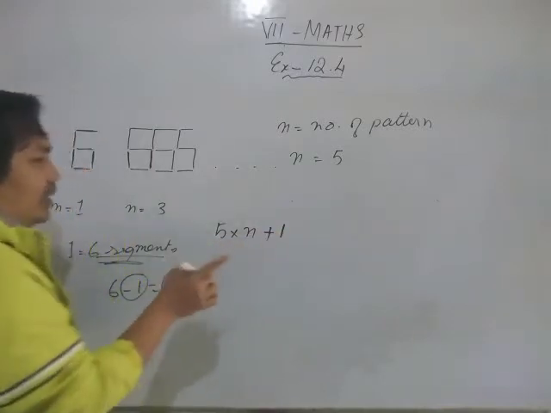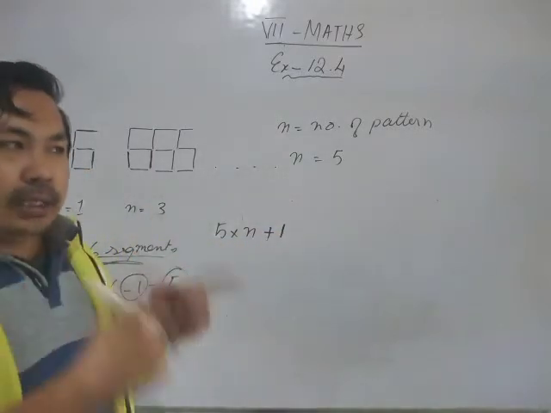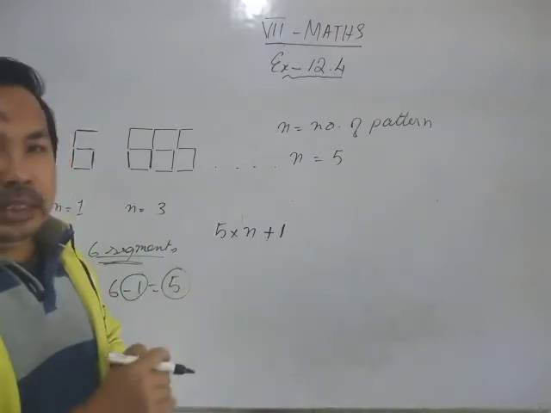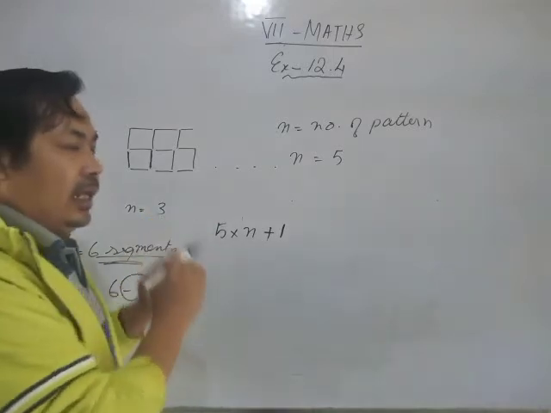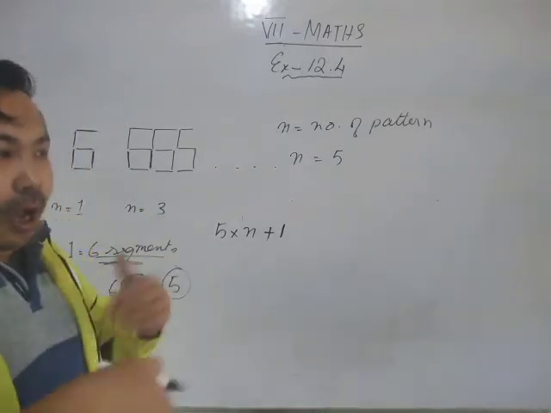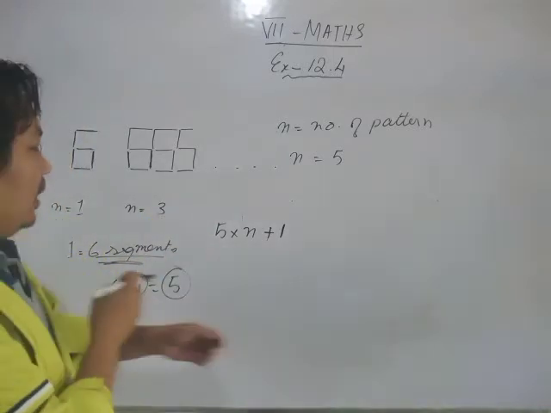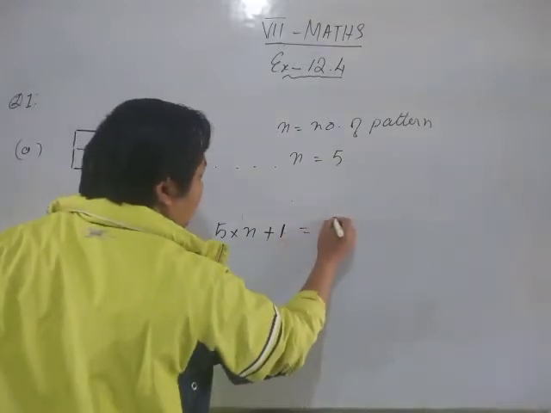Why do we plus 1 here? We add 1 for the number of segments that are in common. How many segments are common? Then we will add here plus 1 or plus 2 or plus 3. How many are common? Now you see here, we got here how much?